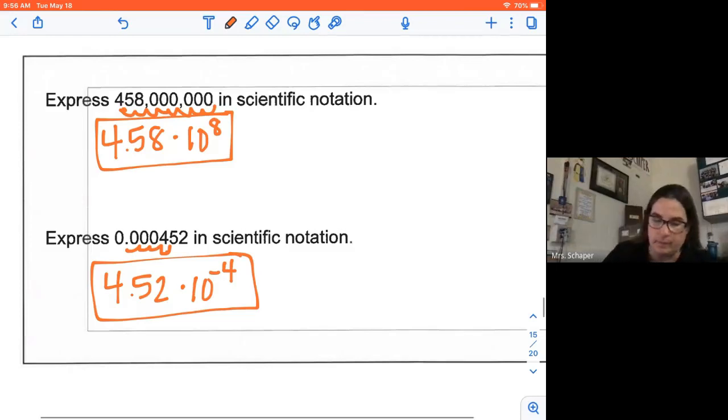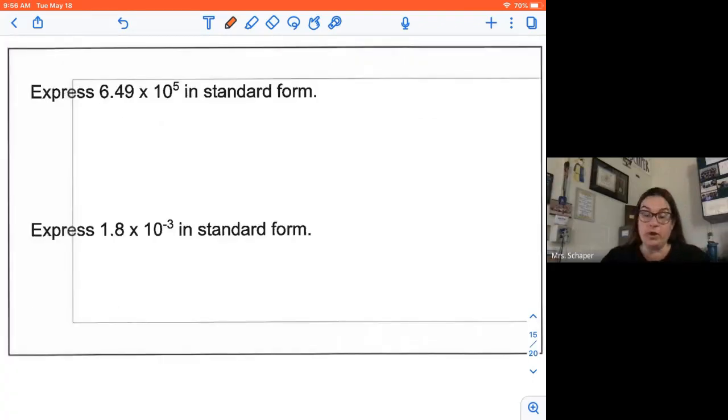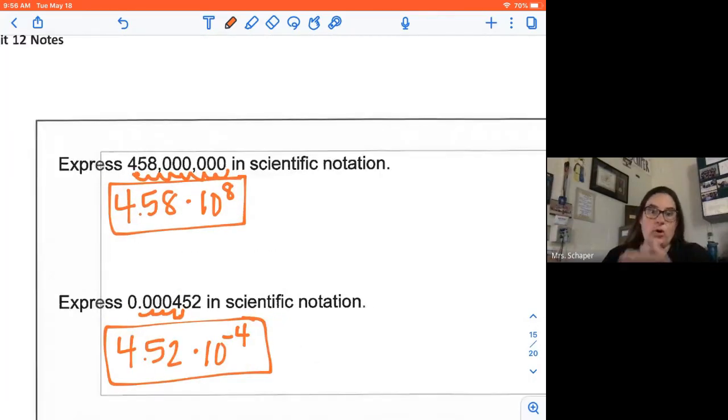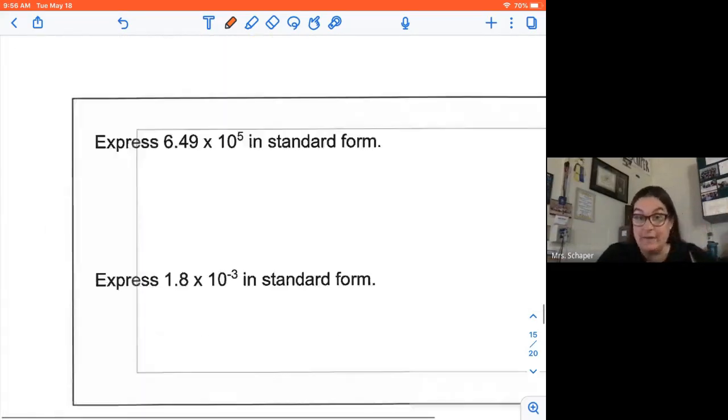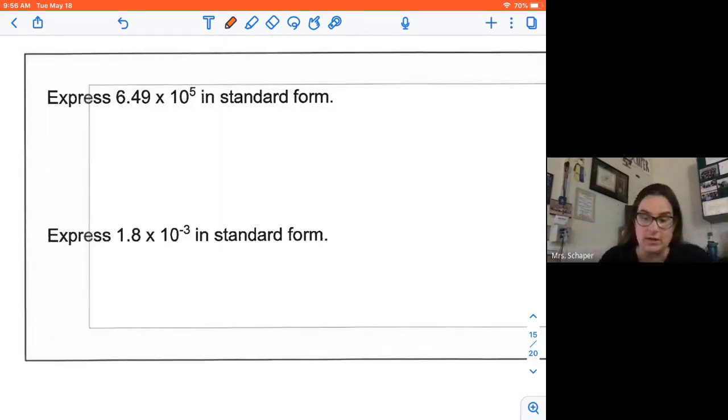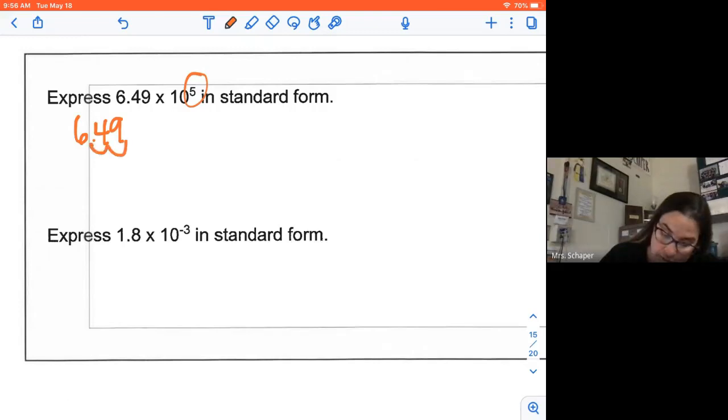All right. Now that we've worked from going from standard form or decimal form to scientific, we're going to talk about going from scientific to decimal or standard. So when I've got 6.49 times 10 to the 5th, that means I'm going to move the decimal 5 spots to the right. So 1, 2, 3, 4, 5. I fill in my zeros. So my answer is 649,000.